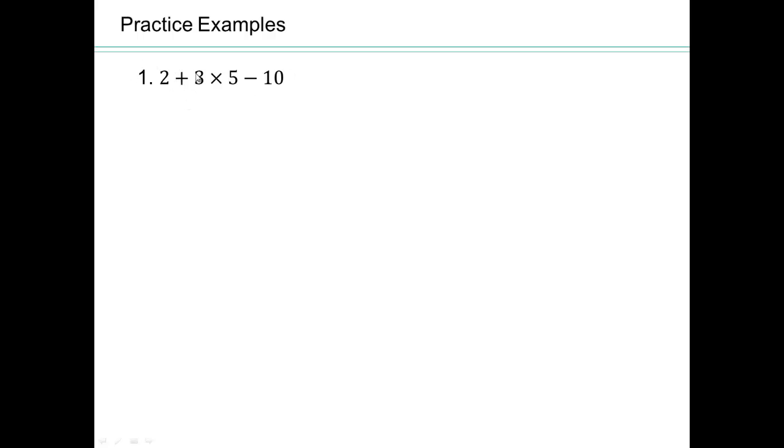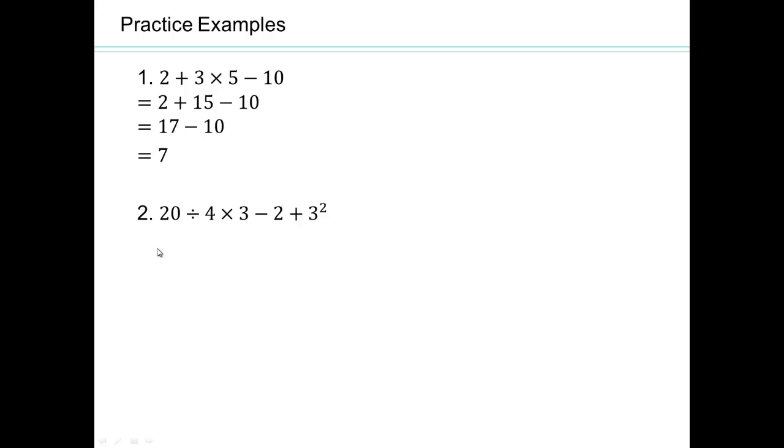So 2 plus 3 times 5. We're going to have to do 3 times 5 first, and then the minus 10. So let's rewrite it. It'll be 2 plus 15 minus 10. Now again, left to right, addition and subtraction as they appear. So we'll do 2 plus 15 first. That'll be 17, and then the minus 10, which will give me 7.